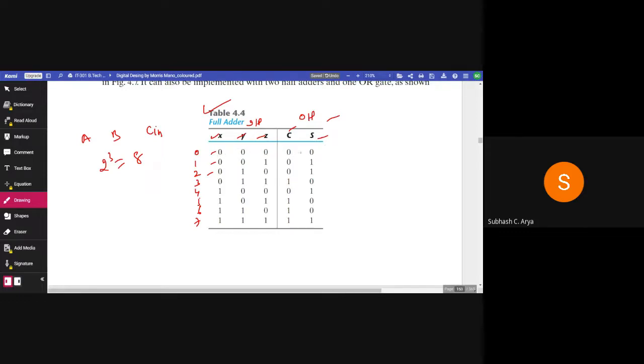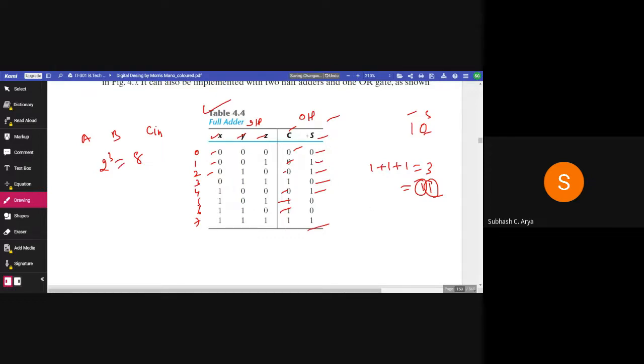So 0 plus 0 plus 0 will be 0, sum 0, carry 0. Then 0 plus 0 plus 1 will be 1, sum 1 and carry 0. Then again the same thing. Then 1 plus 1 will be 2, and how do we write 2? In binary, it means sum is equal to 0 and carry is equal to 1. And this is what is written here, 1, 0 for sum 1, carry 0 in the case of 1, 0, 0. For 1, 0, 1, again 2. And for 1, 1, 0, 2. For 1, 1, 1, it is 3 because 1 plus 1 is 2, and 2 plus 1 is 3. How do we write 3? In binary, 1, 1. This one is sum and this one is the carry.